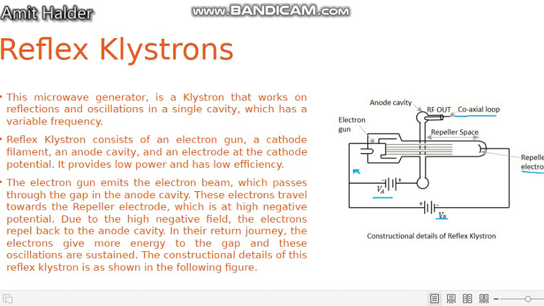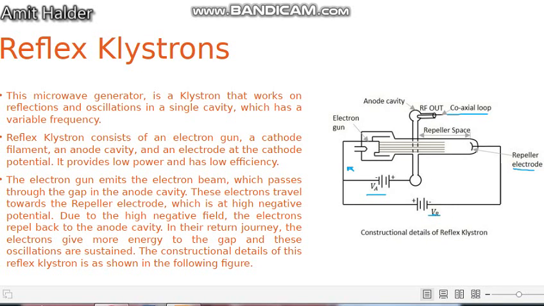So this is the reflex klystron. This microwave generator is a klystron that works on reflection and oscillations in a single cavity which has a variable frequency. Reflex klystrons consist of an electron gun, a cathode filament, and an anode cavity. There is a cathode filament right there. There is a repeller electrode, and there is an RF output in a coaxial loop presented there.